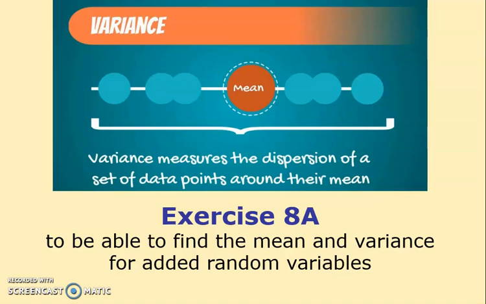Hello, this is our first look for Year 13 Further Maths at mean and variance, work from Chapter 8. We're looking at exercise 8A, combining the distributions of two different random variables. And I suppose it's the main difference from what we've seen in the past.